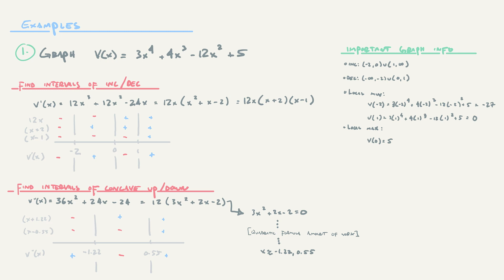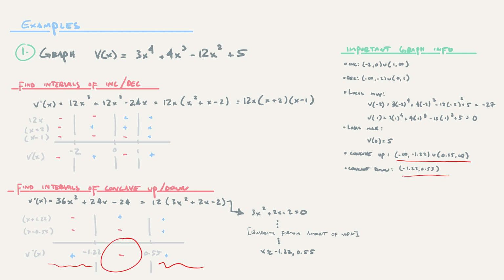Because the sign is changing from positive to negative at negative 1.22, and then again from negative to positive at 0.55, we know that there's going to be some inflection points happening for this thing. But first I recorded that the concavity is positive, is concave up, in this interval and in this interval, and that's what I listed here. And then it's concave down from negative 1.22 to 0.55, and that's what I've got here.